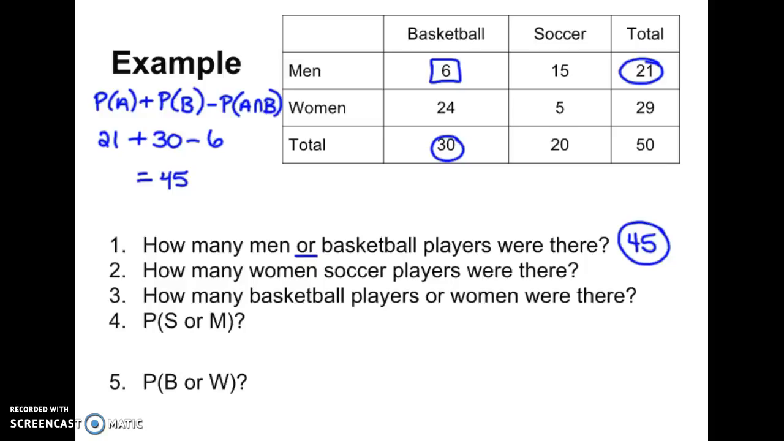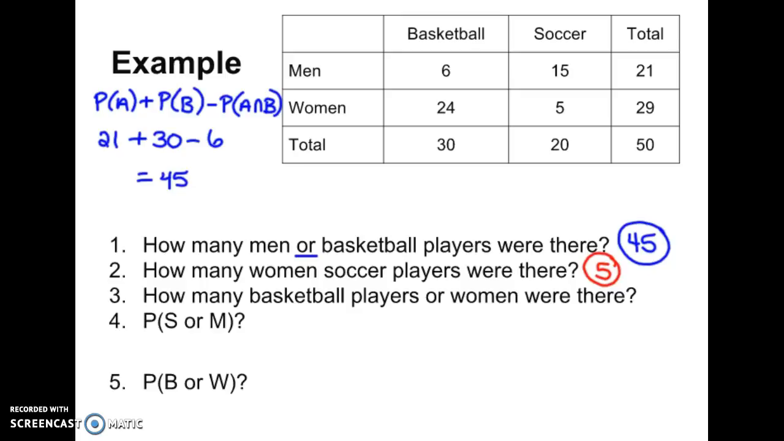I'm going to go ahead and erase what I circled up here so you don't get confused. The next one says, how many women soccer players were there? Well, notice how there's not an or statement, and it's not multiple events. It just wants to know how many women soccer players there were. So again, I just find where women and soccer intersect. So that answer should be 5. That's an old question like we did yesterday. So that one's 5. Let me erase that.